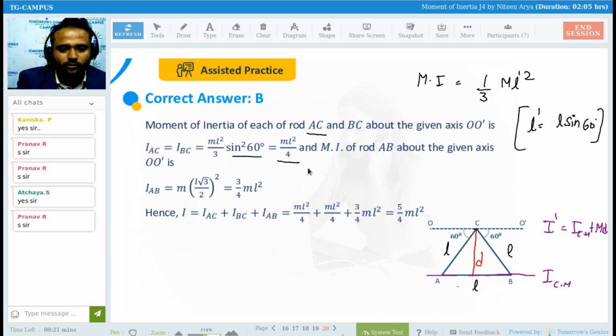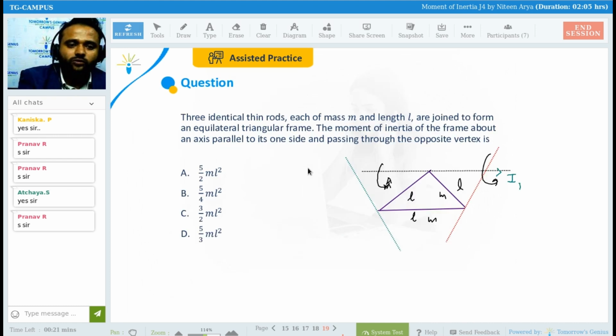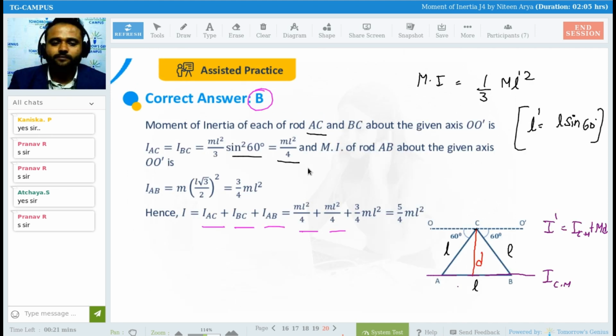This one, root 3 L by 2 to the power 2, gives us 3 by 4 mL square. When we add all three, IAC, IBC and IAB, mL square by 4, mL square by 4 and 3 by 4 mL square, we get 5 by 4 mL square. The correct answer is B. If you have any question or query for this, you can ask me right now, because it is going to be a little troublesome if you don't understand here. Tell me, is this clear?